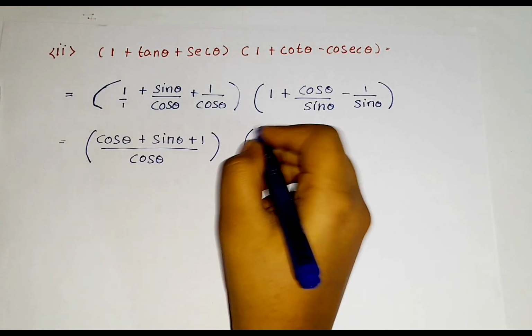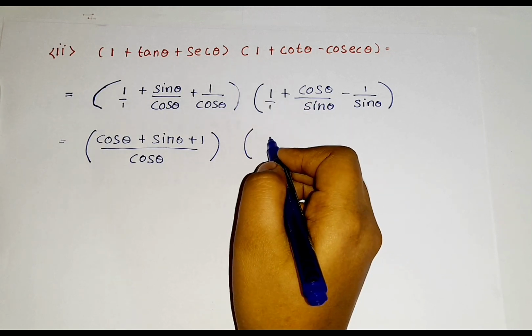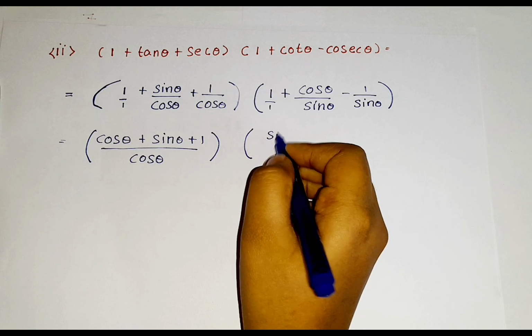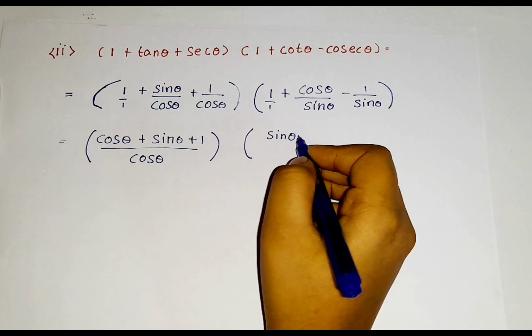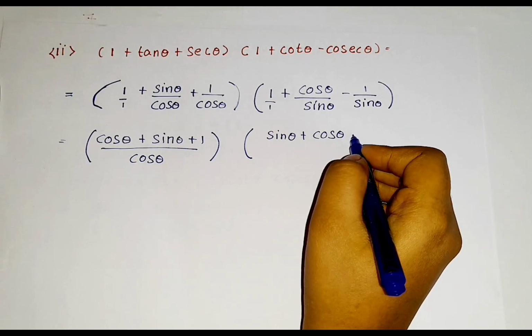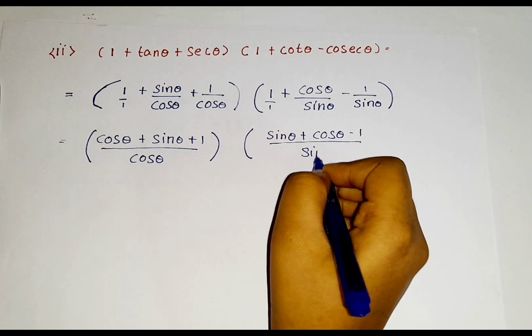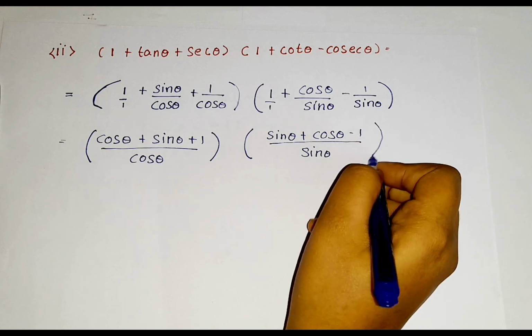And then here when we just take LCM, nothing is there, means 1. So when we just take LCM, we'll get sin theta plus cos theta minus 1 divided by sin theta. So now let's put the bracket.